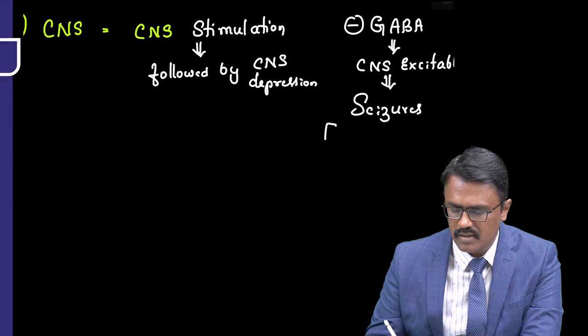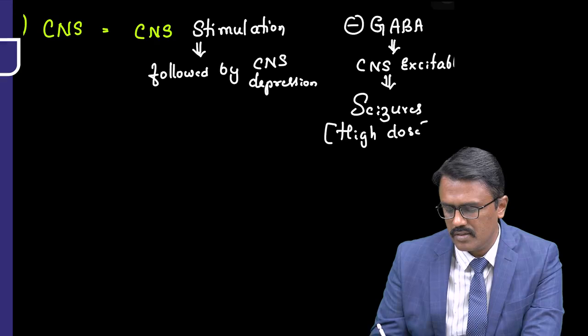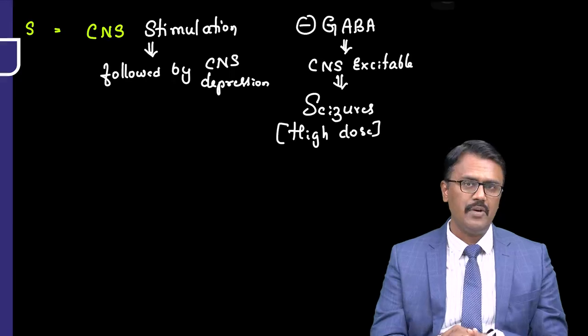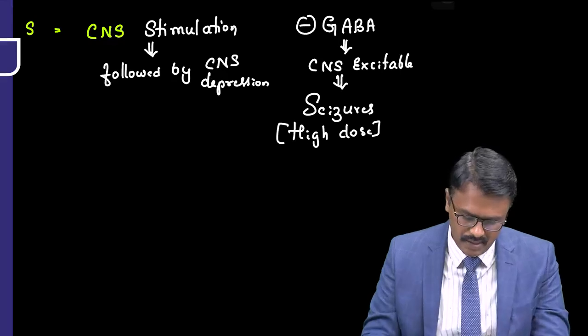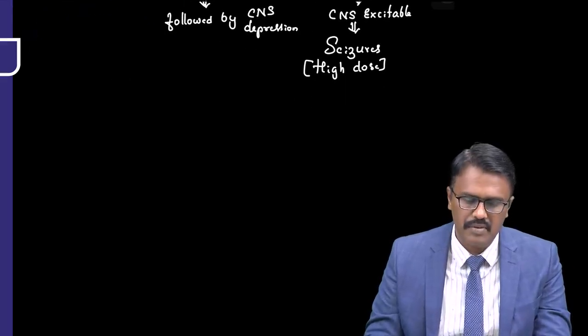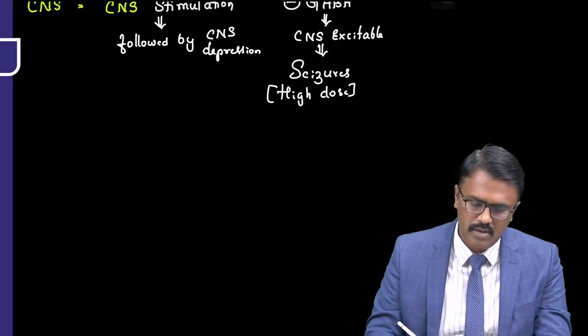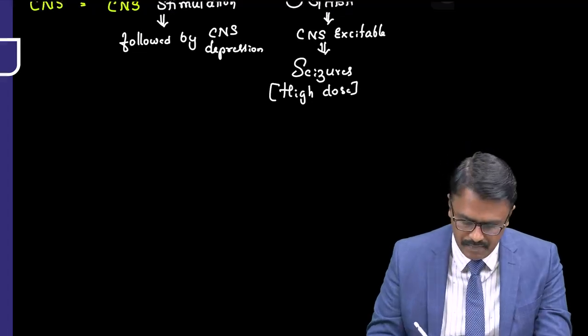So you can see seizures in high dose of local anesthetics. So remember, high dose of local anesthetics can lead to arrhythmias and they can lead to seizures. Very, very important point. So we understood the effect in the CNS. But what is an early sign to tell that the dose of local anesthetics is higher?